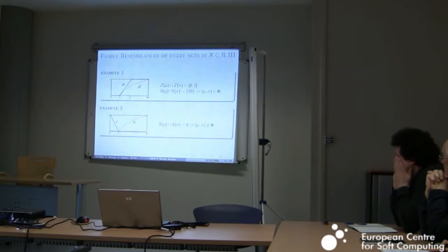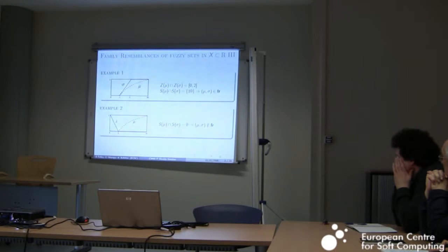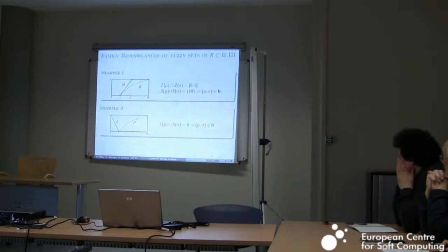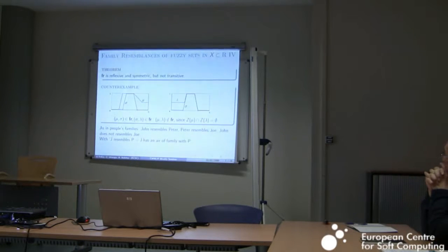In this case, there is no family resemblance. Look, this is lambda, this is mu, the ones of lambda and the ones of mu, the intersection is empty, and there is no family resemblance. These two fuzzy sets do not show my definition of family resemblance. It is absolutely easy to prove that the relation FR is reflexive and symmetric, but it's not transitive.